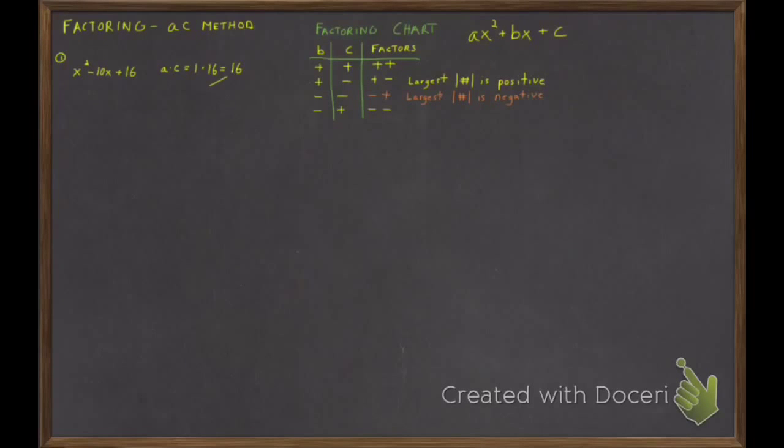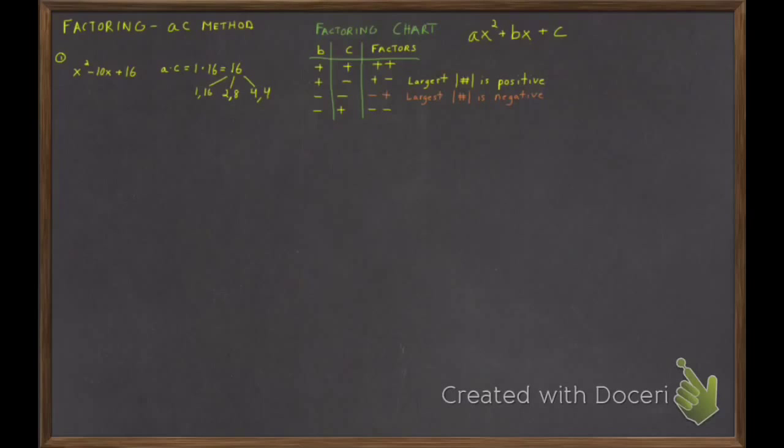So we can say that the factors of 16 are 1 and 16. We can say that it's 2 and 8. We can say that it is 4 and 4. Now this is where the chart comes into play.